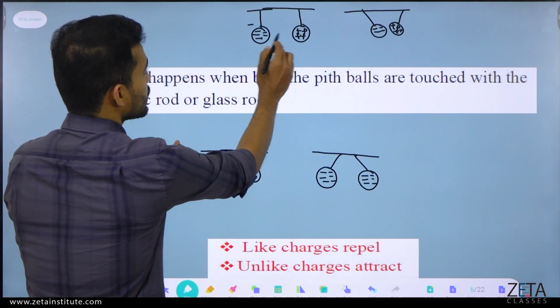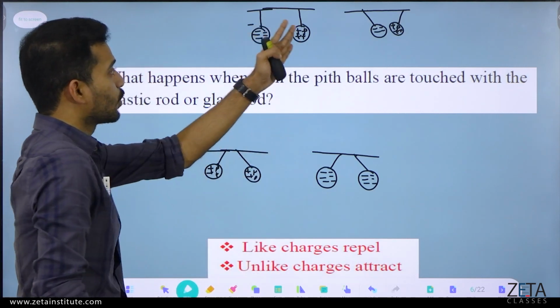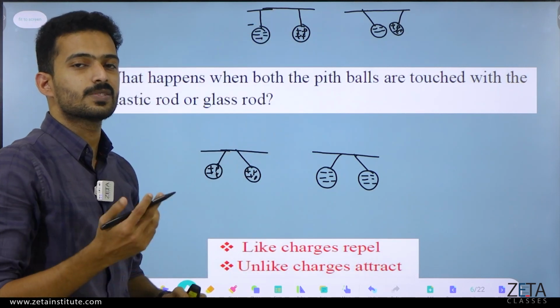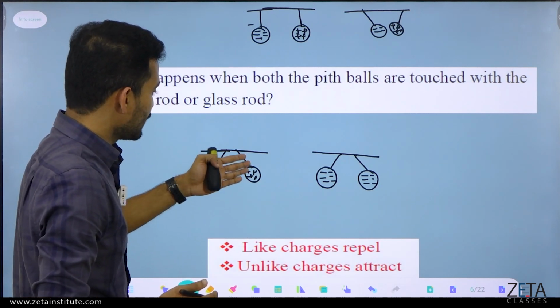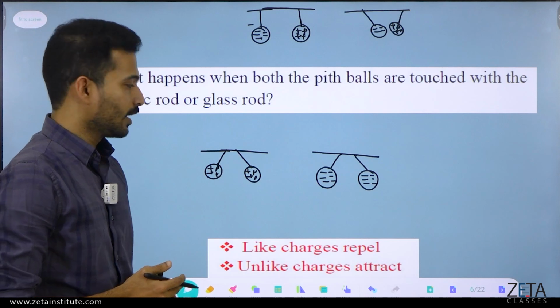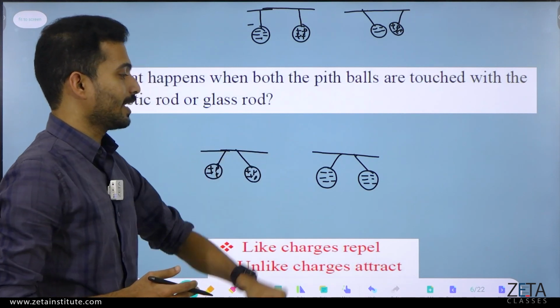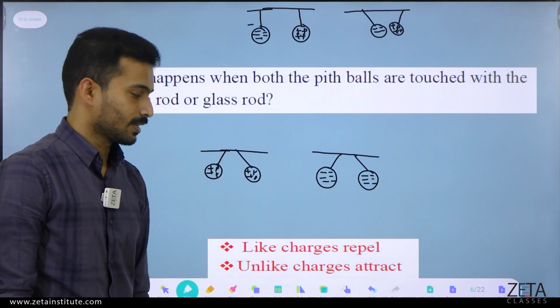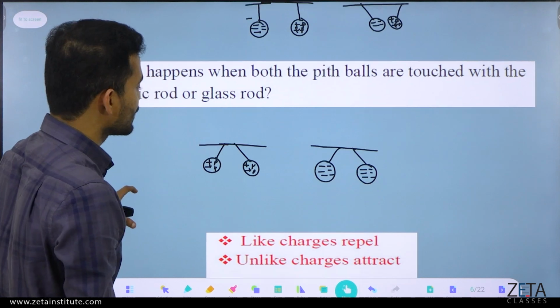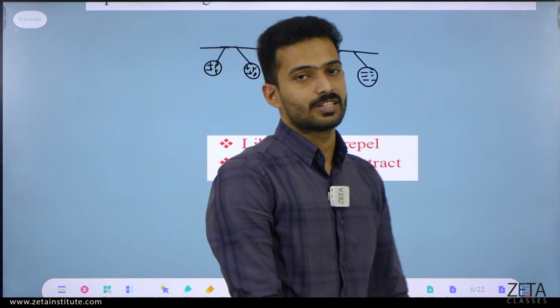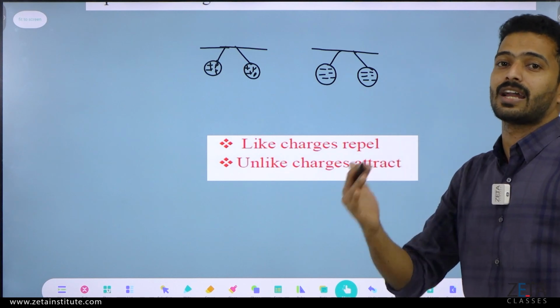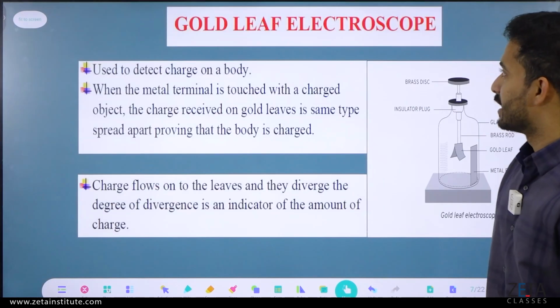So here these two charges attract each other because they are unlike charges. One is positive and the other one is negative. What about here? They repel each other. Why? Both have the same charge. So we can say that like charges repel and unlike charges attract each other.